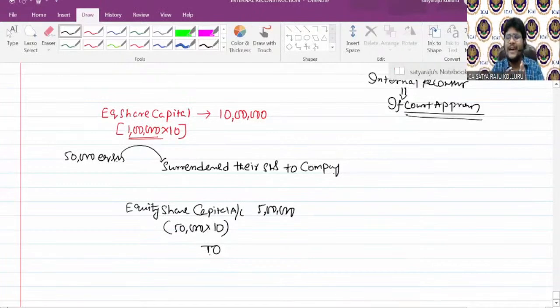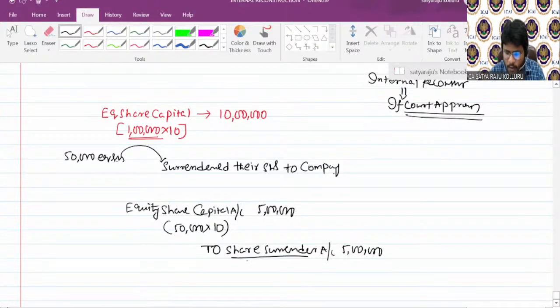Now, all such shares you can put under one temporary account, which is the share surrender account. Share surrender account represents the number of shares for which the capital is there in the company's hands. The total number of shares in the hands of the company after surrender by the shareholders is represented by the share surrender account. You understand?